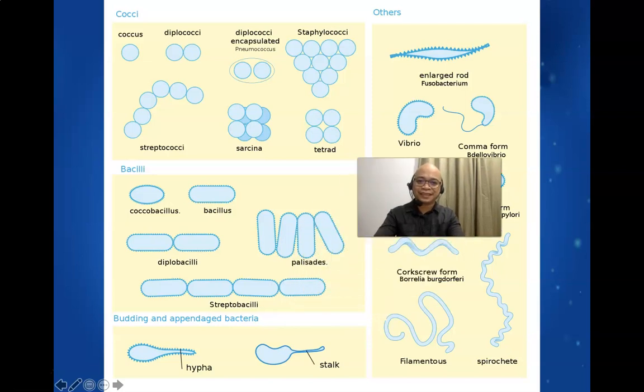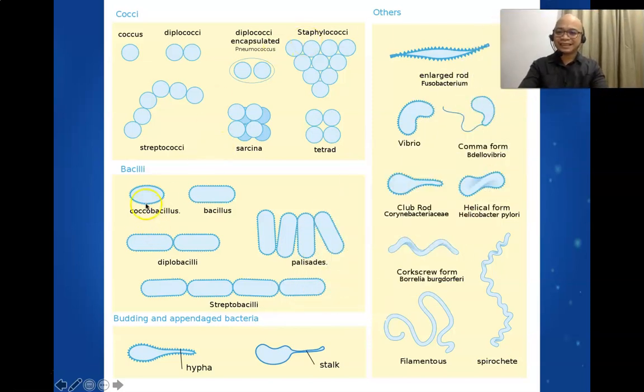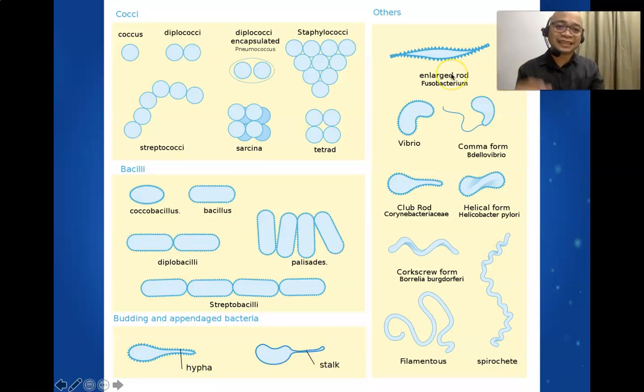So another variation that you can see here. We have a transition between cocci and bacilli. We call it Coccobacillus. If the bacilli are arranged in pairs, we call it Diplobacilli. If they are arranged in a chain-like manner, we call it Streptobacilli. There are also some budding and appendage bacteria such as the hypha and the stalk. So the fusiform bacteria is the enlarged rod.